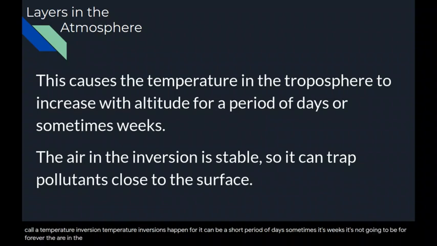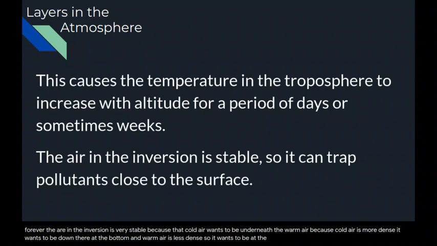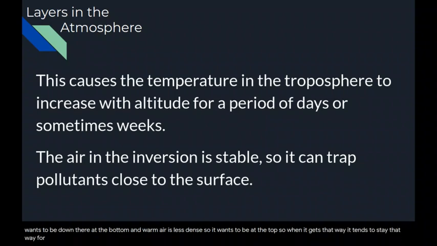The air in the inversion is very stable because that cold air wants to be underneath the warm air. Because cold air is more dense, it wants to be down at the bottom, and warm air is less dense, so it wants to be at the top. So when it gets that way, it tends to stay that way for a longer period of time than it would if you had the convection current at that moment.